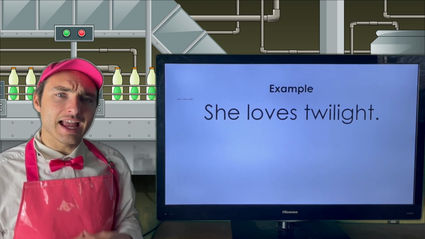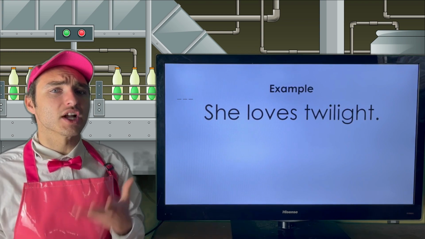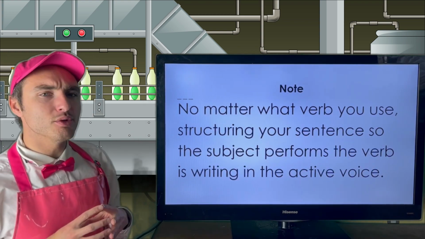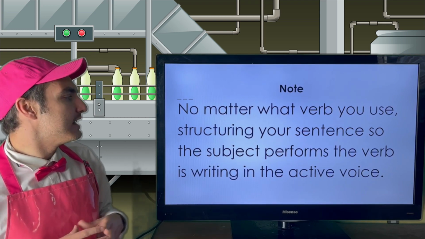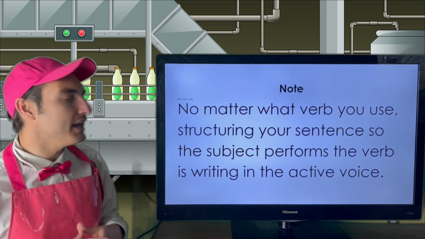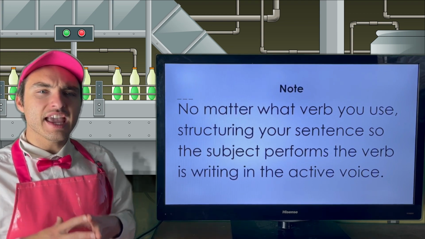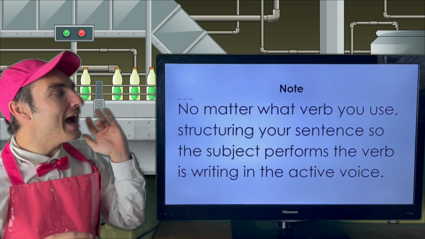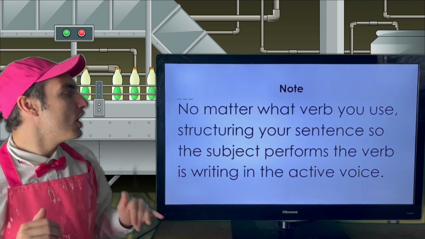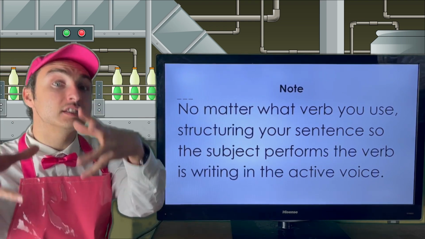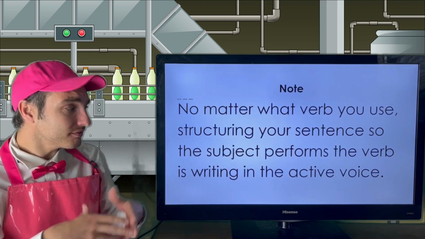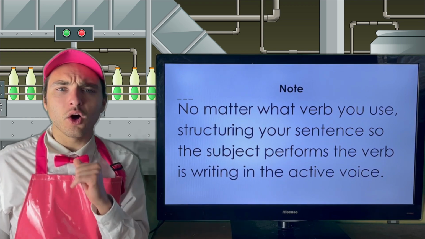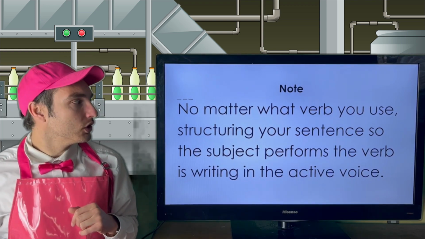So, as you can see, active voice is just where the subject is performing the action. No matter what verb you use, structuring your sentence so the subject performs the verb is writing in the active voice. That just sums everything up, puts it together. No matter what verb you use, structuring your sentence so the subject performs the action is turning it into active voice. Now, let's go ahead and practice those skills.